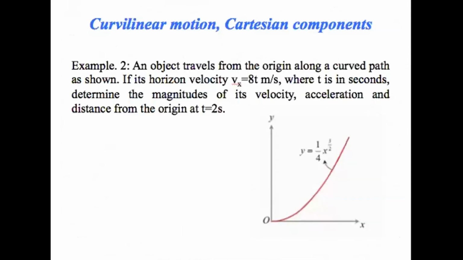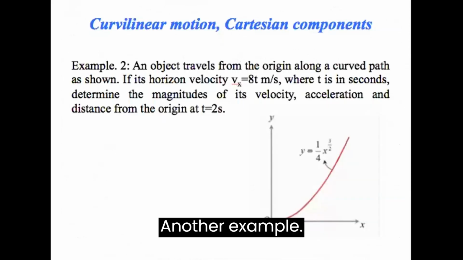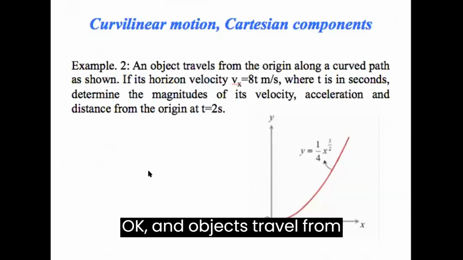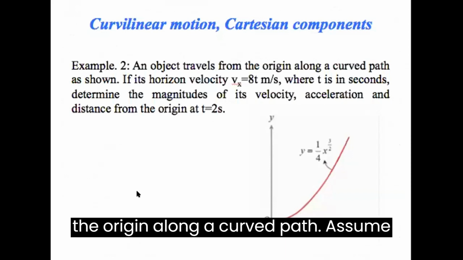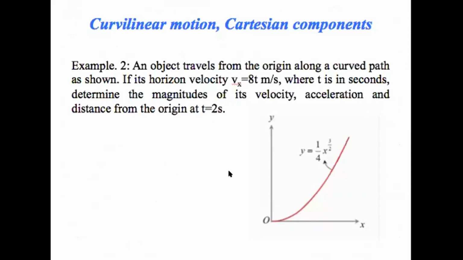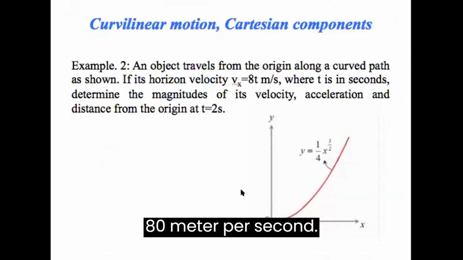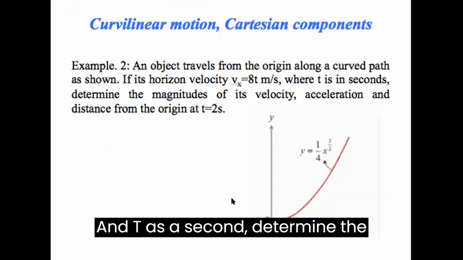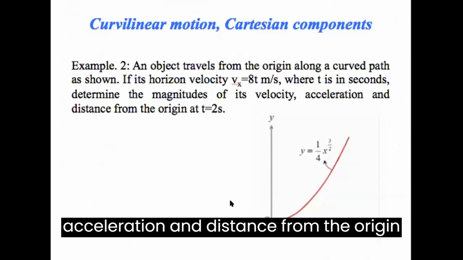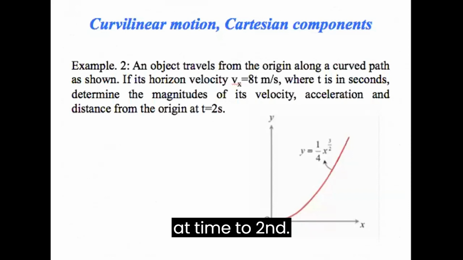Let's look at another example. Okay. An object travels from the origin along a curved path as shown. If its horizontal velocity vx equals 8t meters per second, where t is in seconds, determine the magnitude of its velocity, acceleration, and distance from the origin at time 2 seconds.